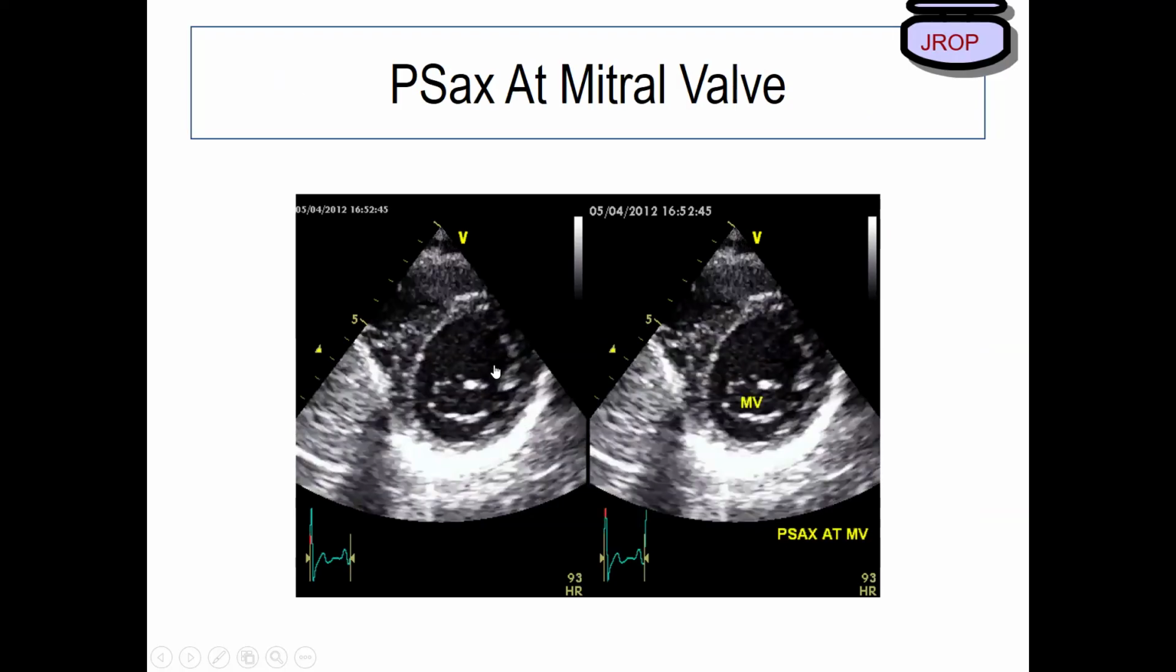Then we go to papillary muscles level. Mitral valve level. This is the view used for calculating mitral valve area in mitral stenosis. This is lateral commissure. This is medial commissure. This is AML. This is PML.